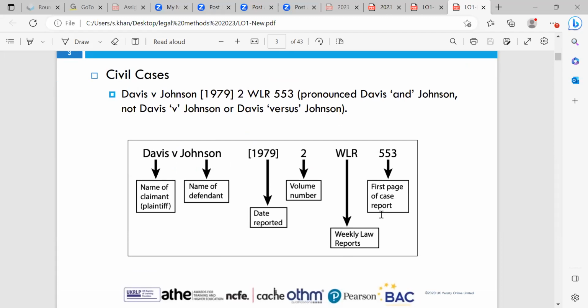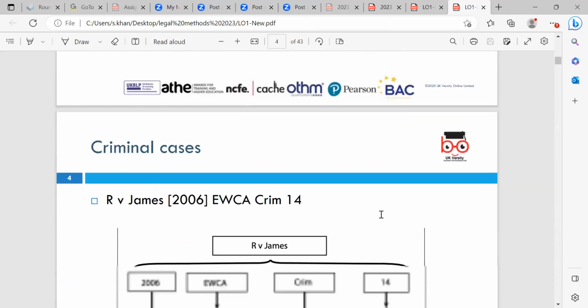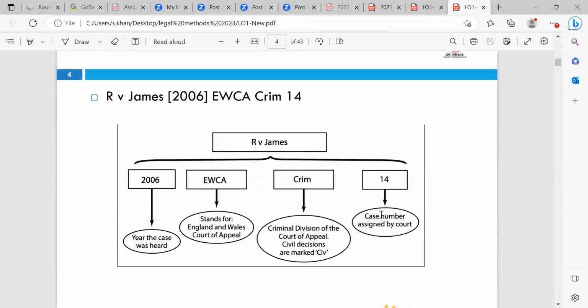Now, if you're talking about this in the assignment, you will need to fully cite cases like that. Or in any assignment, anything you do in law, this is really important because it identifies how you fully cite cases. In criminal cases, we've got R against James, 2006 EWCA Crim 14. So R and James, who is R? We're going to go through that a little later. R is the Queen, or Regina.